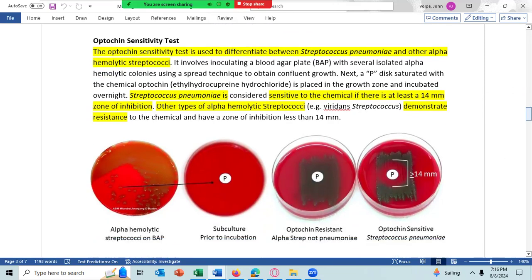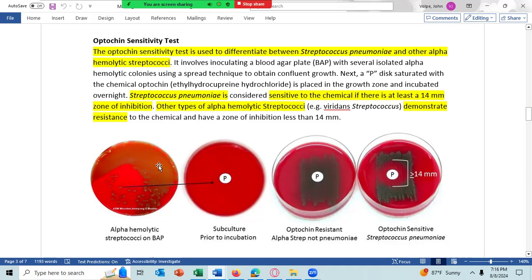All right, let's move on to the optochin sensitivity test. Optochin is an antibiotic, and it's used to differentiate between Streptococcus pneumoniae and other alpha hemolytic streptococci. So other members of the Streptococcus family, which are alpha hemolytic on blood agar, will be differentiated from Streptococcus pneumoniae. Streptococcus pneumoniae is sensitive to optochin.